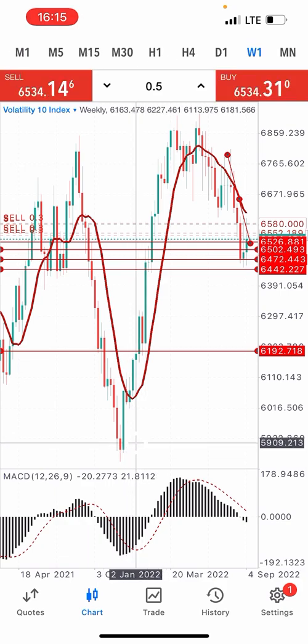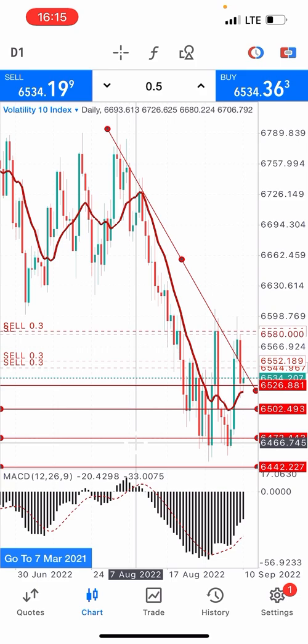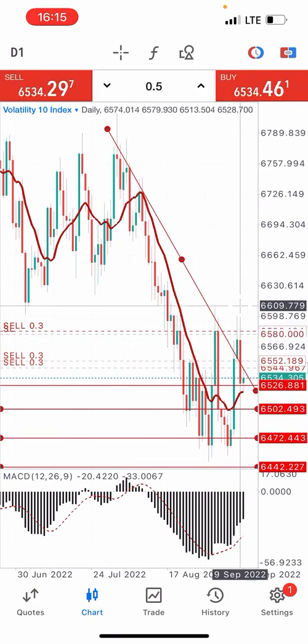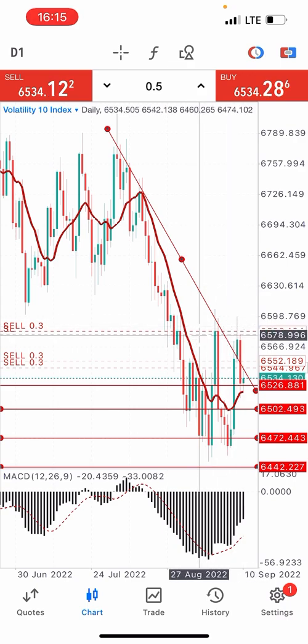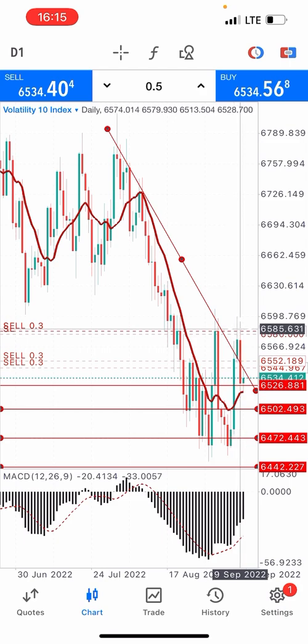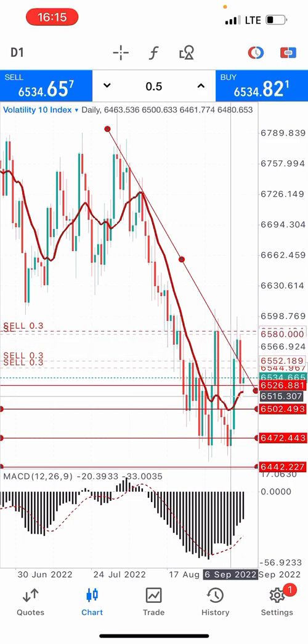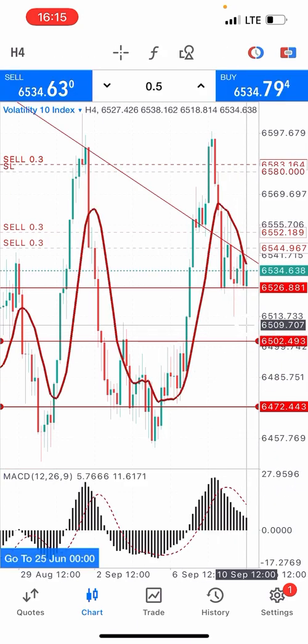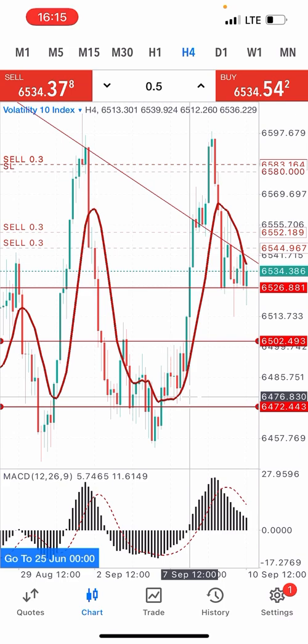So now I moved my chart to the daily time frame, and you can see I took my entries right here, seeing this rejection at this point. You can see I started selling volatility 10 index all the way from this point to the downside. As the trade was still going down, I added more positions, expecting it to drop all the way to the downside. So I'm going to show you how I took these entries.